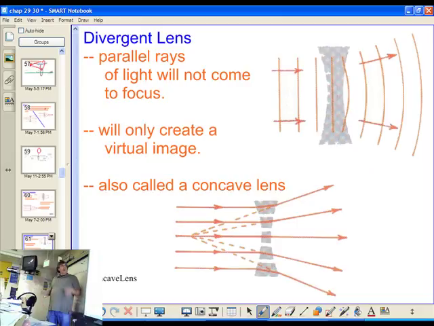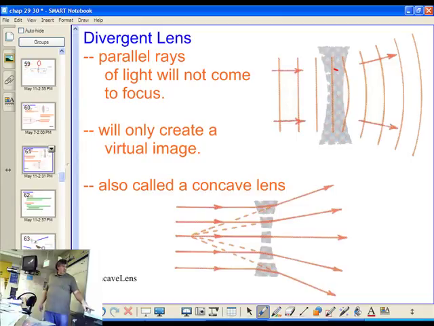Now, divergent lens. Parallel rays will not come to a focus, so they are diverged outward, and they will create only virtual images. Just like our divergent mirror only creates virtual images. We call these concave because they go in. And the image will appear to be on the same side as the object when we have virtual images. So we have a little slide about that.